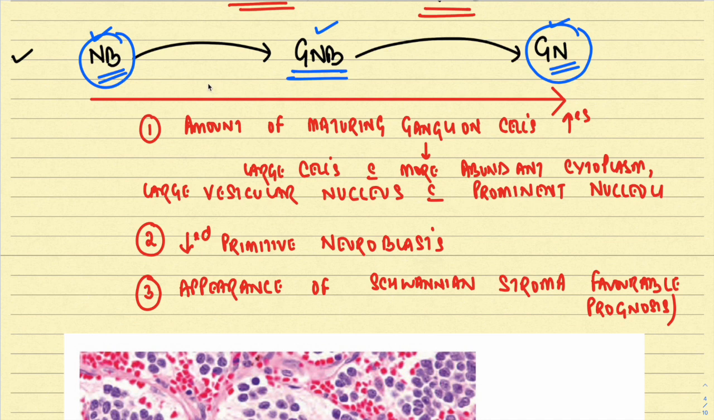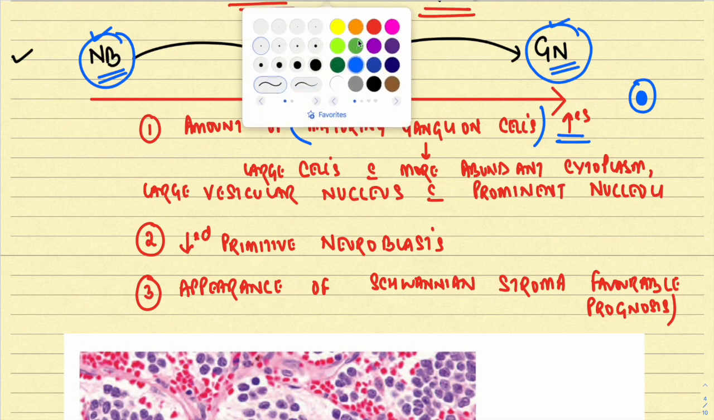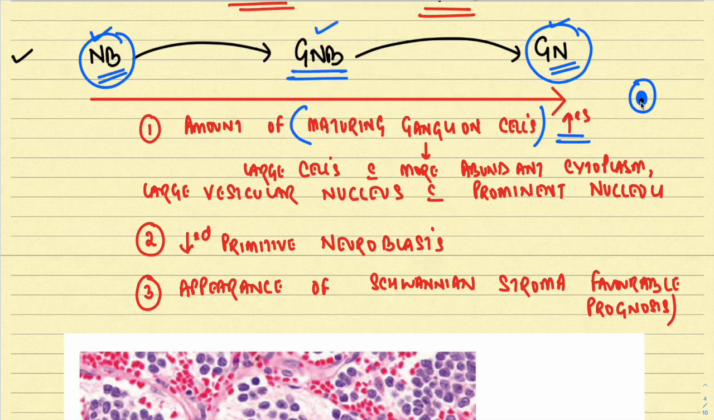So what we are going to witness is that as you move from the neuroblastoma towards the ganglioneuroma, the amount of maturing ganglion cells is going to increase. What are these ganglion cells? These are very large cells with abundant cytoplasm. They have a large vesicular nucleus containing a very prominent nucleolus. These are the ganglion cells. So as you go from neuroblastoma towards ganglioneuroblastoma and ganglioneuroma, you are going to see an abundance of these ganglion cells.